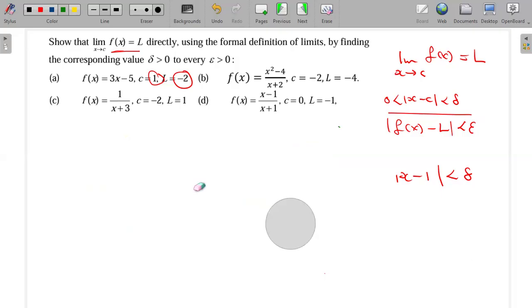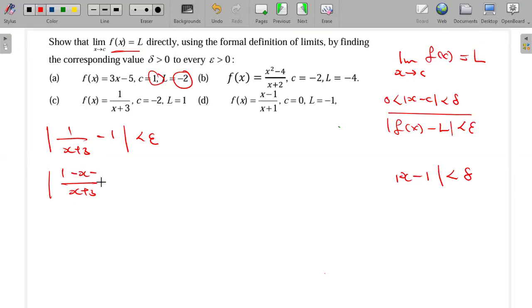Right, so next we have this one here, and again, all those things have been given. So we have 1 over x plus 3, then minus your L, which is just 1, and they are less than epsilon. So you make this into a single fraction, which is just going to be over x plus 3, and then there you have 1 minus x, then minus 3, and less than epsilon there.